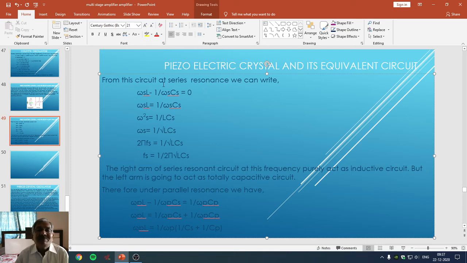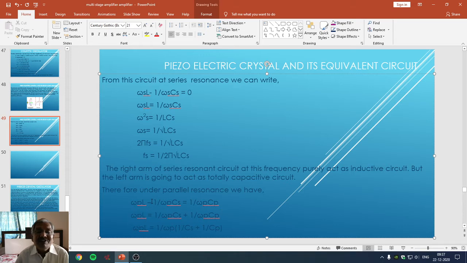Means this step is eliminated here. So to get it accumulated, we can write 1/(ωP L) minus 1/(ωP CS) minus 1/(ωP CP) equal to 0. This is the previous step. From that we can write ωP L minus 1/(ωP CS) equal to 1/(ωP CP).